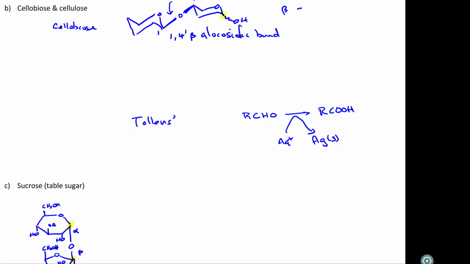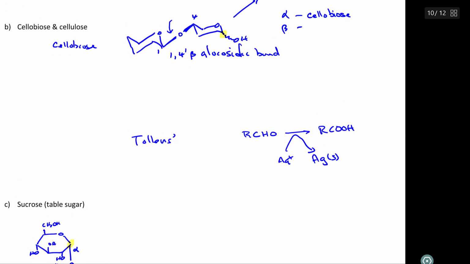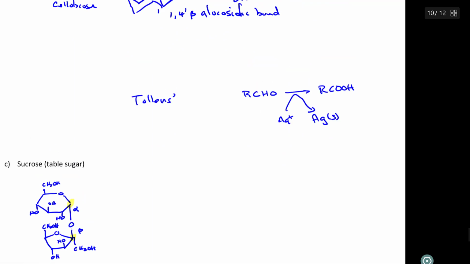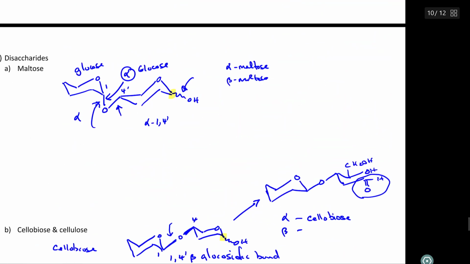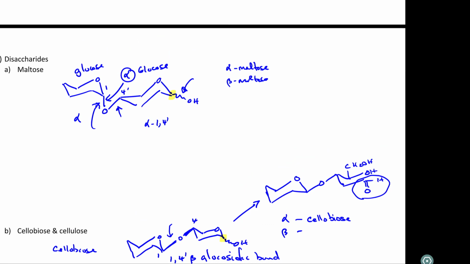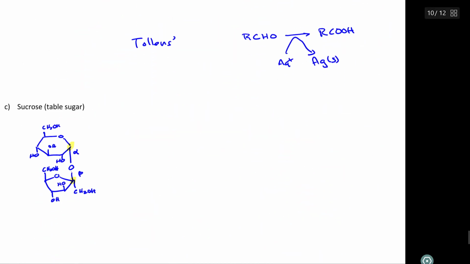So Tollens reagent can be used for that, and we call these kinds of sugars that are in equilibrium with their open chain form reducing sugars, and sucrose is a non-reducing sugar. The reason it's non-reducing is they're connected together by their anomeric carbons, and it's not easy for them to revert back to their open chain aldehyde or ketone form.